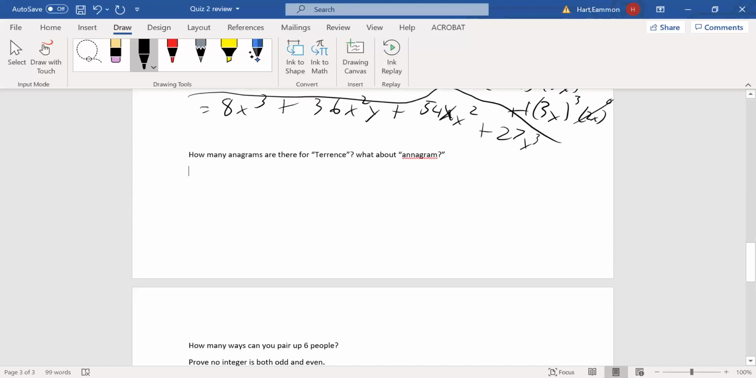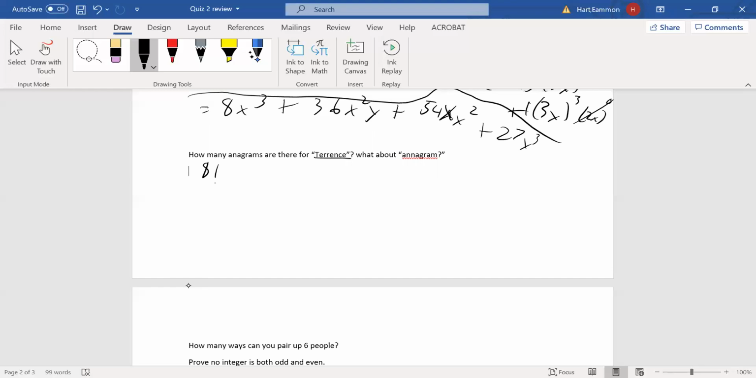Okay, anagrams. Does anyone remember what the rule is for anagrams? I'm going to see how many letters there are in this word. 1, 2, 3, 4, 5. 1, 2, 3, 4, 5, 6, 7, 8. Good, that's what I thought. So we've got 8 factorial to start off with.